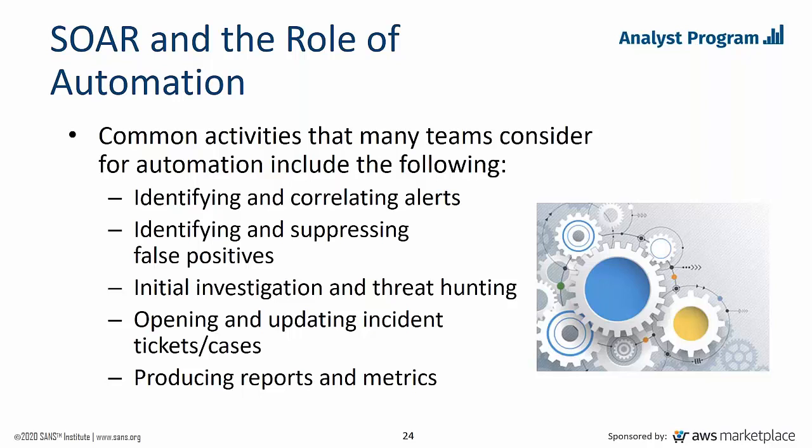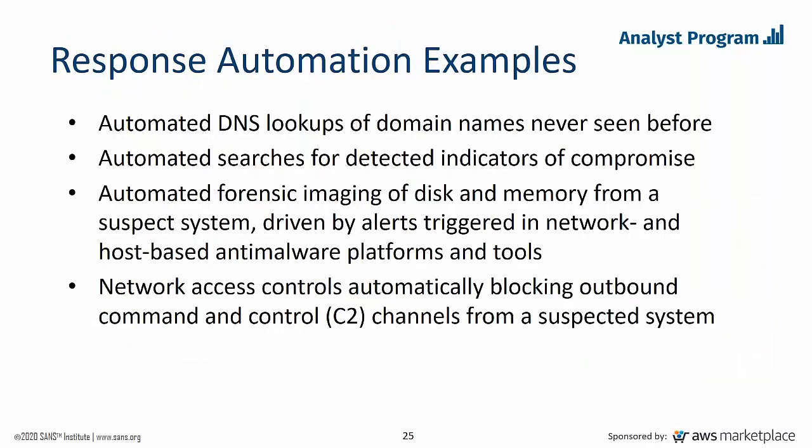And that includes areas like identifying and correlating alerts, suppressing false positives, even going so far as to perform investigations and different types of threat hunts, opening incident tickets, you name it. You can come up with some interesting both passive and active or reactive types of use cases around automation here. And so I'll just dig in briefly and give you a few. This could be even things like automated DNS lookups if you see a domain name not seen before. Great, I love that idea. Just give me the information about it so I can dig in a little more.